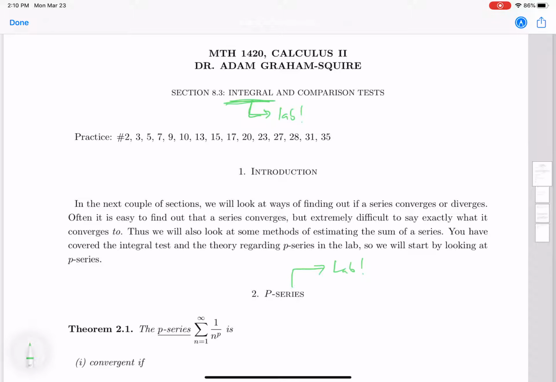One of the things we're going to be talking about in the near future is we really want to figure out if a series converges or diverges. It's great if it converges if you can tell what it converges to, but sometimes that's really difficult. So we're also going to look at some methods of estimating the sum of a series.